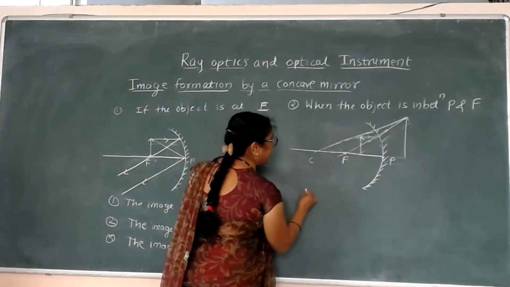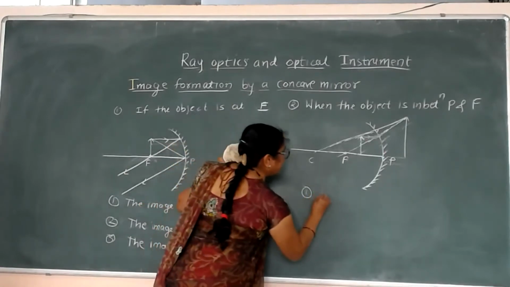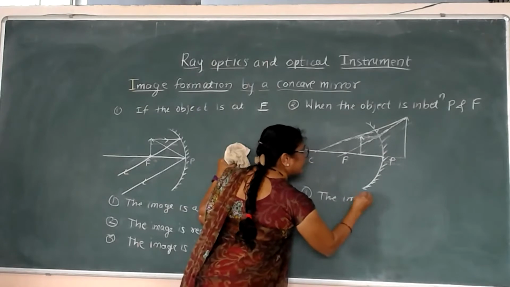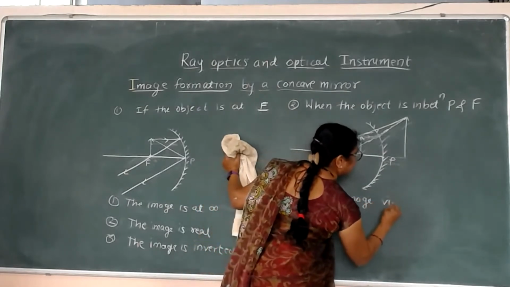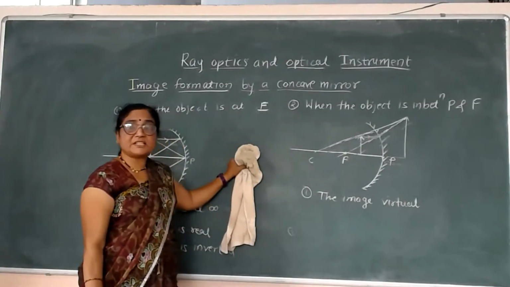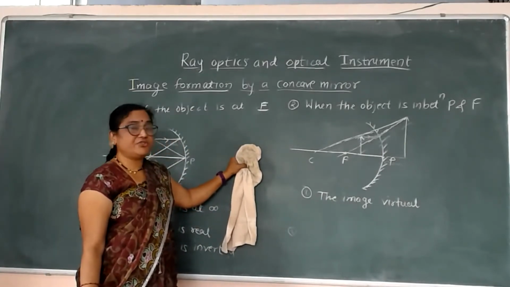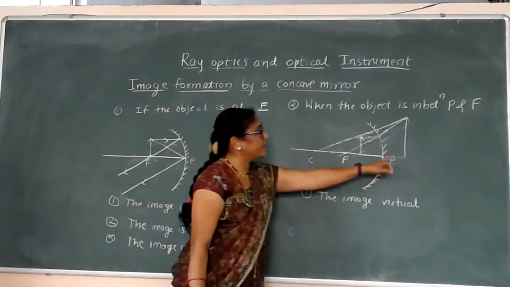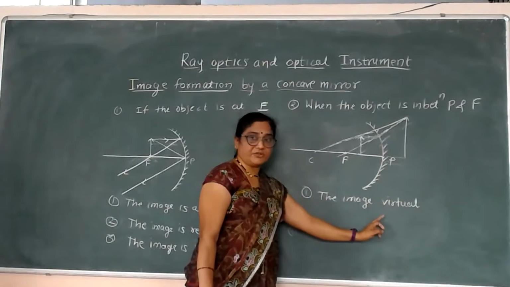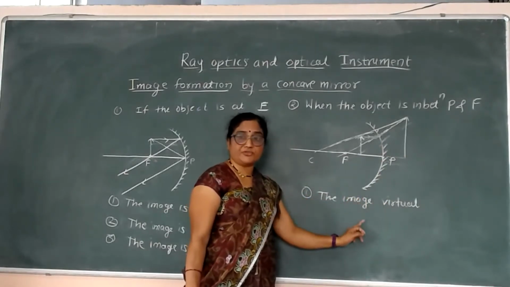So when we explain this figure, the image is virtual. The image which is found out due to the diverging rays is known as a virtual image. So this image is virtual. Means the concave mirror gives the real image as well as a virtual image.